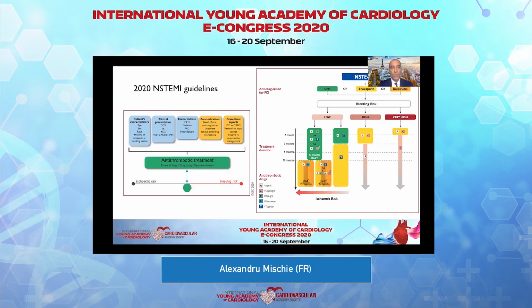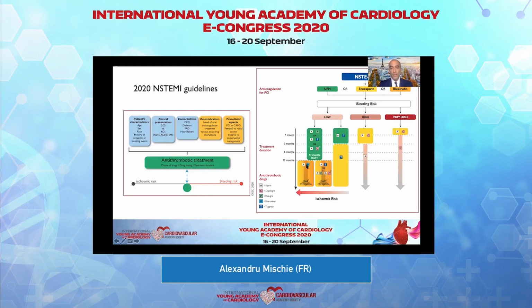And this is the 2020 non-STEMI guidelines. And there is some important information within these guidelines, especially regarding the long-term dual antiplatelet treatment. As you can see, you have to balance the ischemic risks versus the bleeding risks in each patient. So tailor each treatment according to the patient characteristics. I will just refer to treatment after 12 months from the initial presentation.